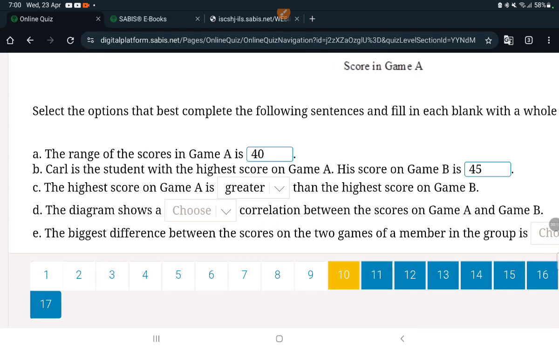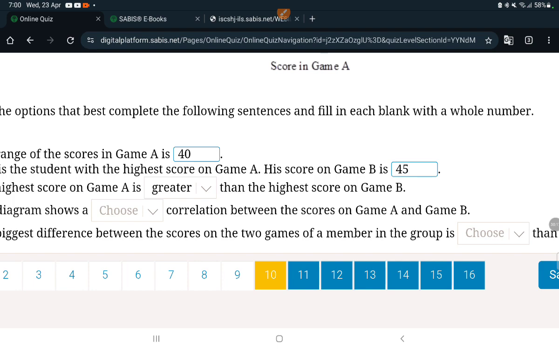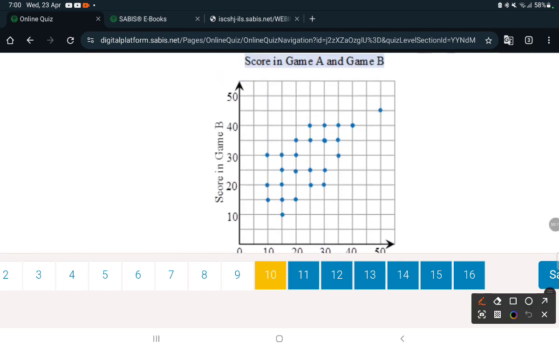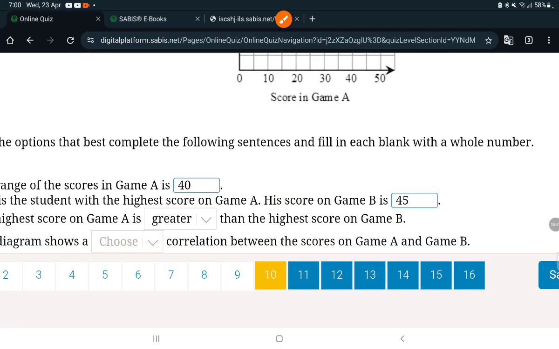The diagram shows a blank correlation between the scores on Game A and Game B. Okay, so this is positive and negative correlation. Basically what positive and negative correlation means, if it increases like this, it's positive correlation. If it were negative, the correlation would be like this, which is not happening in this case, because as you can see, it's increasing. So it's positive correlation.